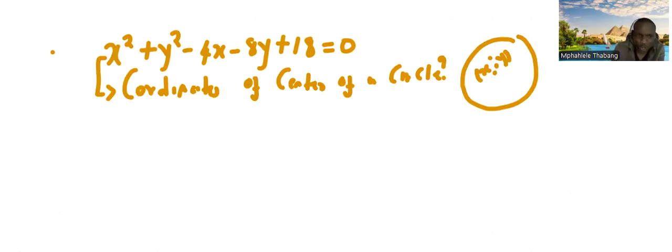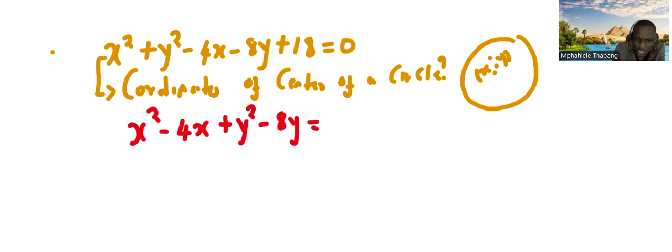So what you do, you put your x's together. So you say x squared minus 4x. Put your x's close together. Now you write your y's. You say y squared minus 8y equals, you take this positive 18 to this side, it becomes negative 18. From here now, we are surely going to complete the square.